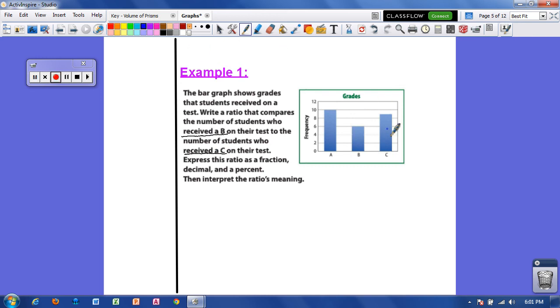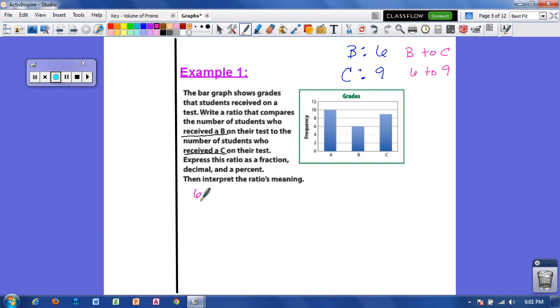So we are going to look at our bar graph. As we can see here, B meets up here with the 6. So we had 6 students who received a B. And then for a C, this falls right between 8 and 10. So that must be 9. So 9 students received a C. If I were to write this as a ratio, it would be B to C, which would be 6 to 9. Now, I want to write that as a fraction, decimal, and a percent.